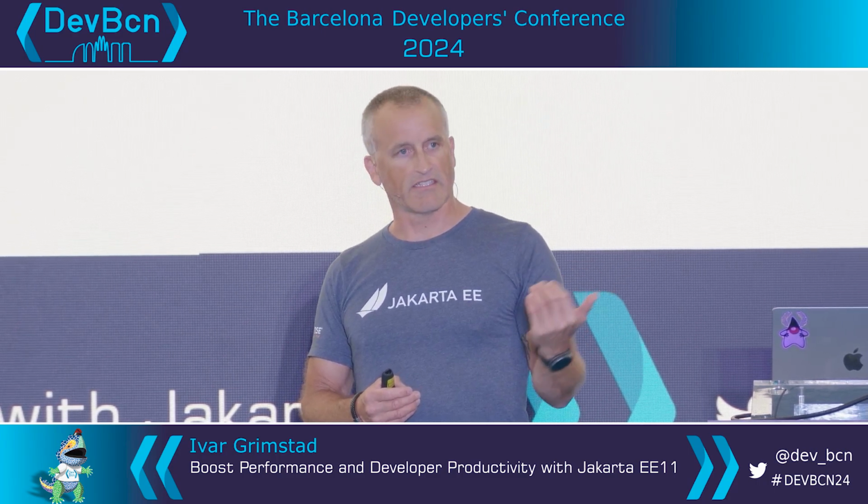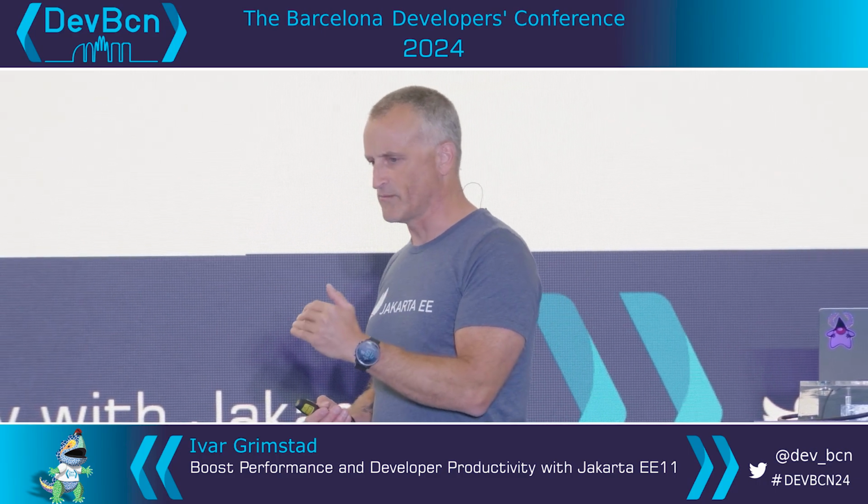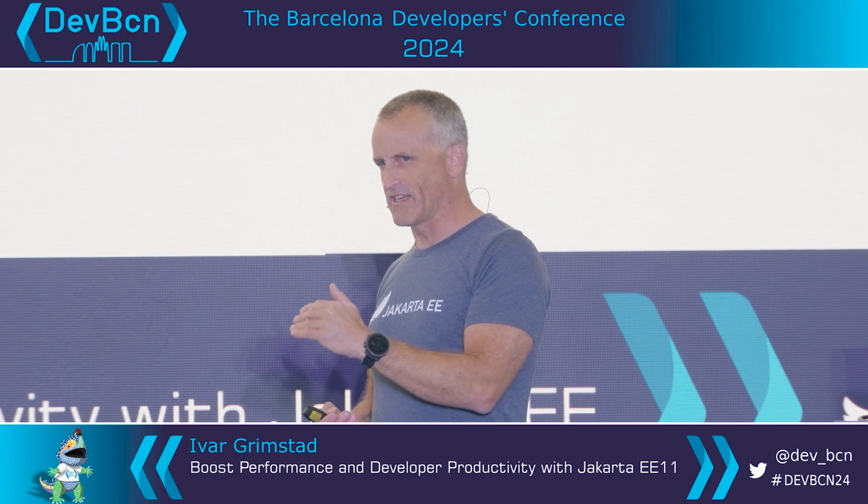And with Jakarta 11, we're raising the API levels. So with 10, we had the baseline of Java SE 11. So now we're going to 17. Initially, we were planning to go to 21, but we kind of backed off a little. And I think that was a wise decision when we see how the APIs are actually being used.